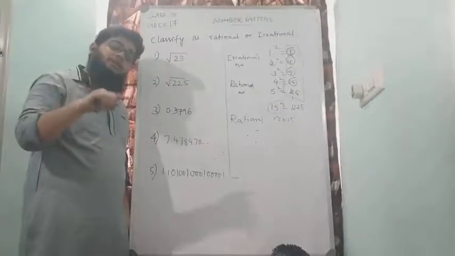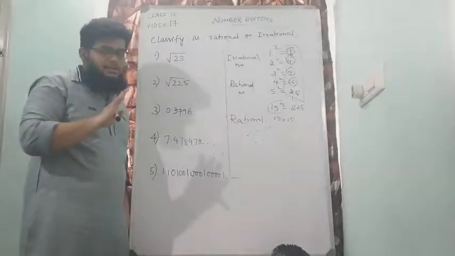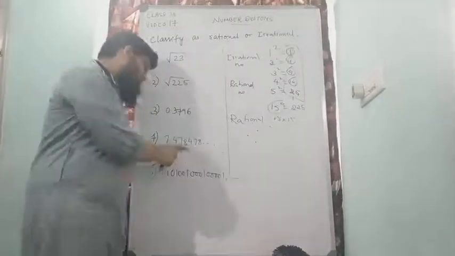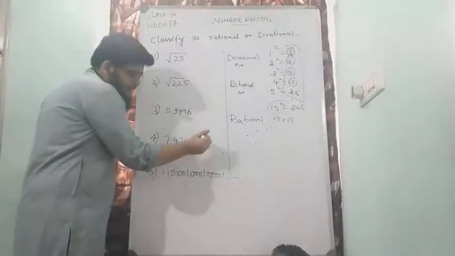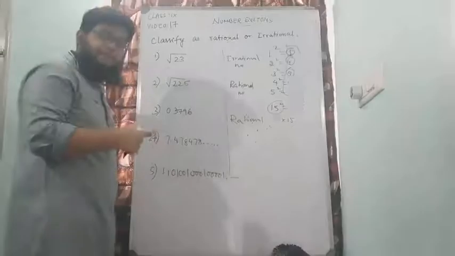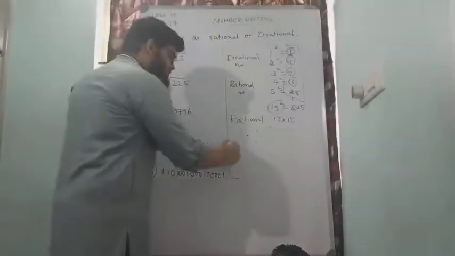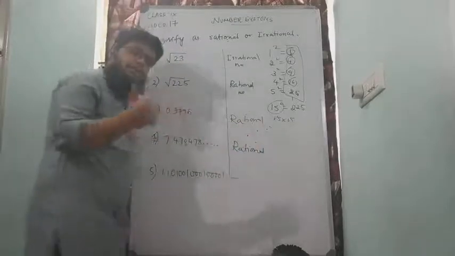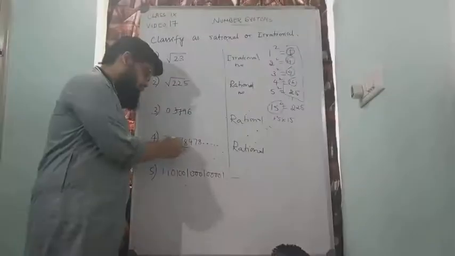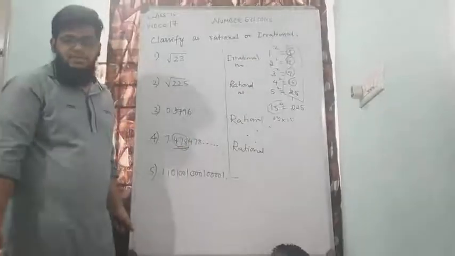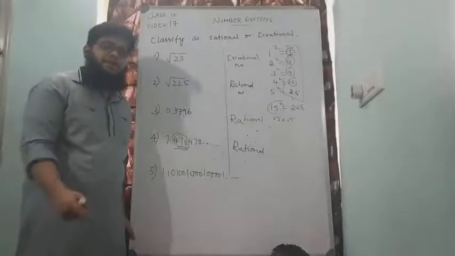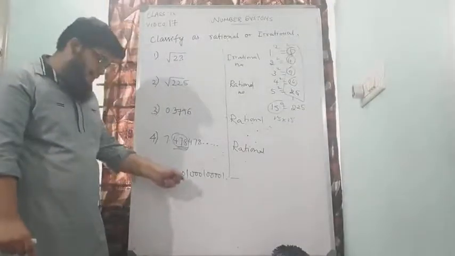Non-terminating and recurring means division will not stop, but the digits will keep on repeating again and again. If you see this example, this is non-terminating because there are dots after this and the digits are getting repeated. 478, 478 is getting repeated, and that is also an example of rational numbers. So terminating is an example of rational. Non-terminating but recurring, that is also an example of rational. Non-terminating, non-recurring means division is not stopping and digits are also not repeating themselves. That will be an example of irrational number like the last one.